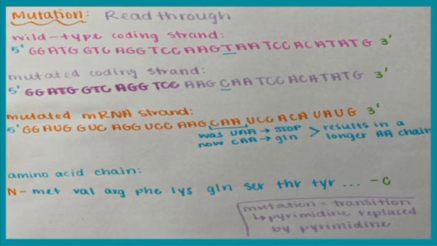Finally, for a read-through, a mutation in the coding strand causes a stop codon to turn into one that encodes for an amino acid. In this example, a thymine is replaced by a cytosine, making this another transition mutation. As seen in the newly formed mRNA strand, the codon CAA replaces the stop codon UAA, so the amino acid chain formed is longer than what it originally was, and translation continues until a stop codon is reached.